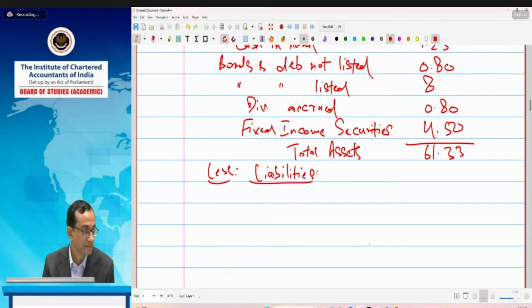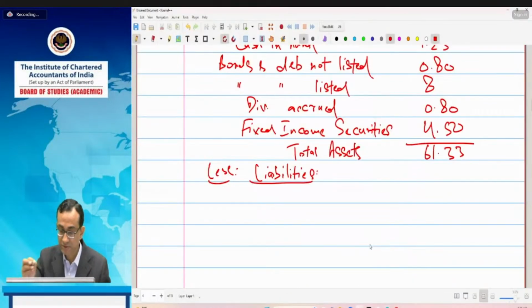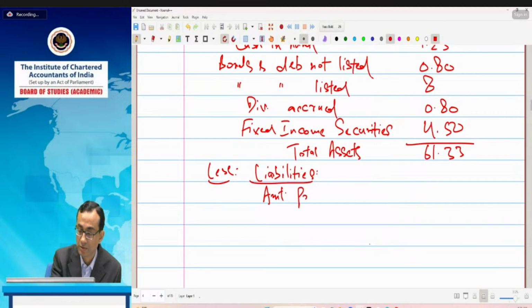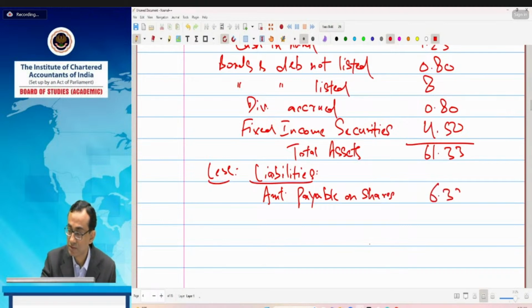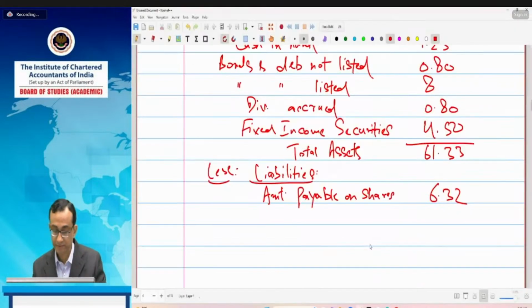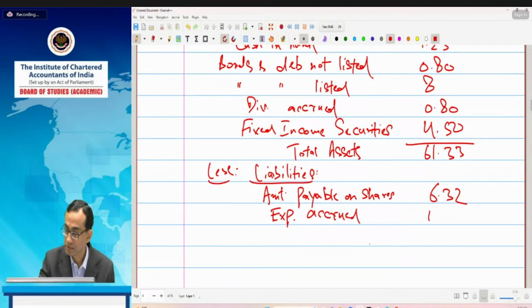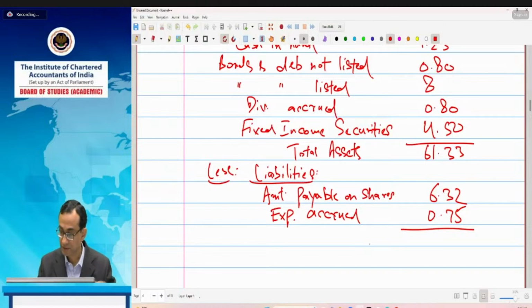So liabilities, it will be amount payable on shares. Let's see what are the liabilities. Amount payable on shares 6.32, and second liability, expenditure accrued 0.75. So 61.33 minus 6.32 minus 0.75. It is actually coming to 54.26.